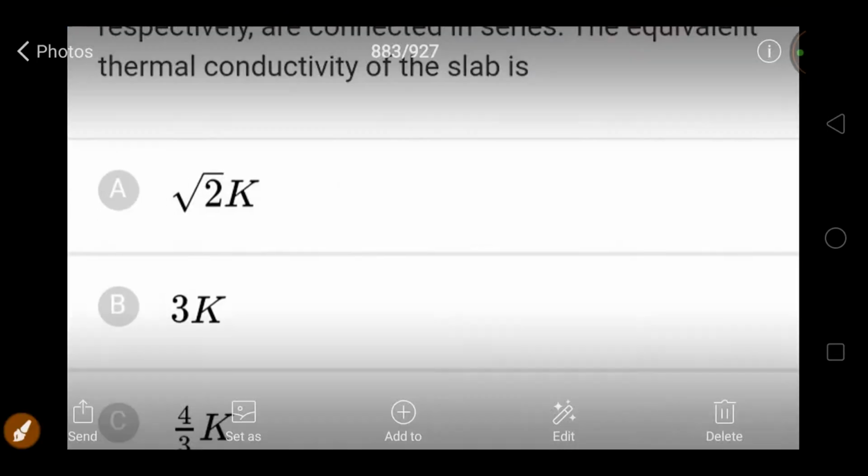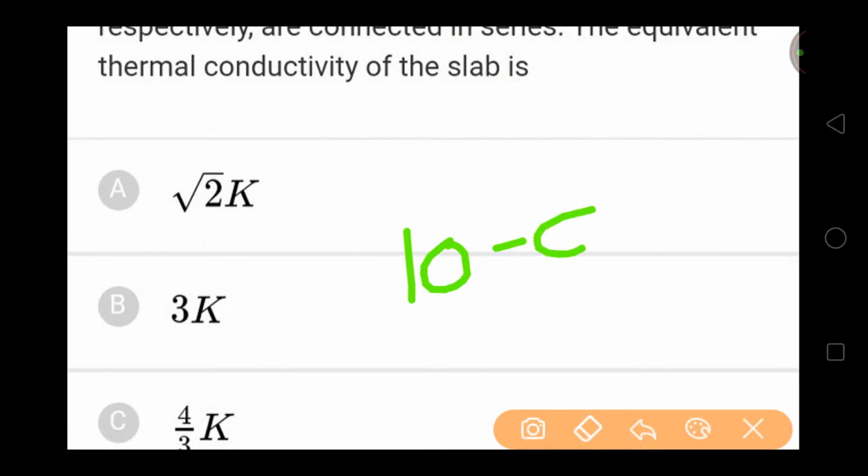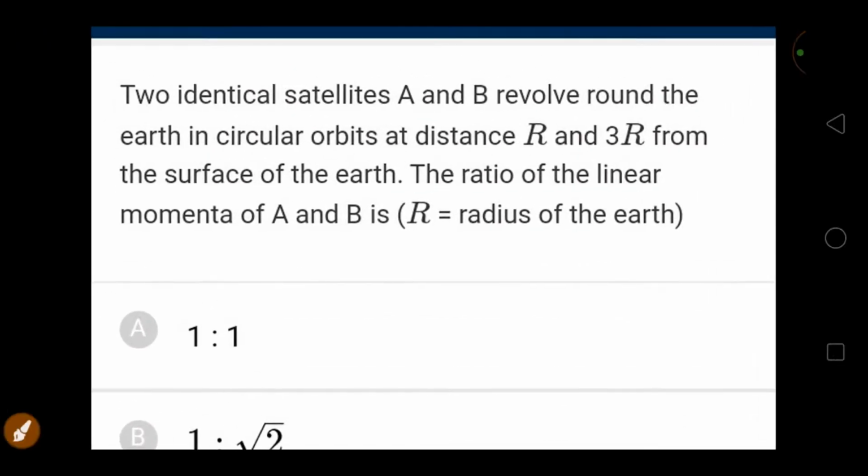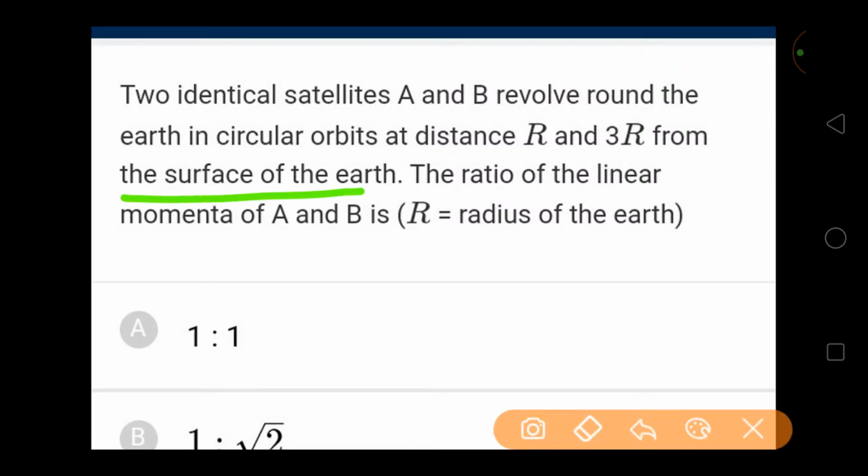10th one C. Next. Two identical satellites A and B revolve around the Earth in circular orbits at distance r and 3r from the surface of the Earth. This is a very important point: from the surface. What is the ratio of linear momenta of A and B?